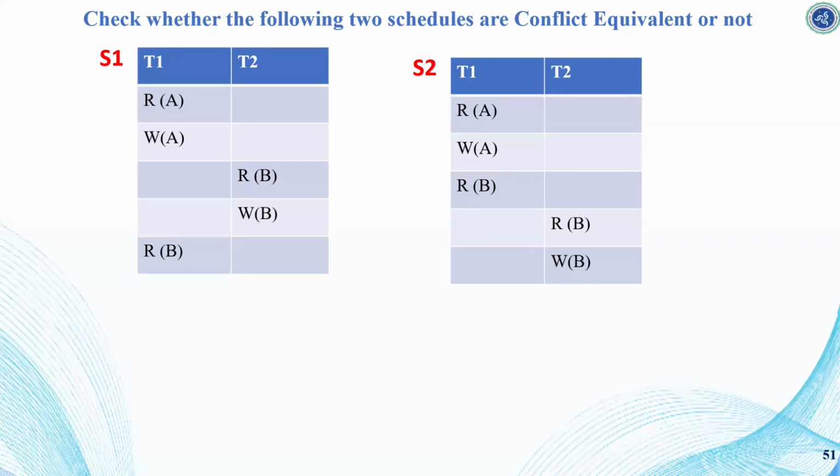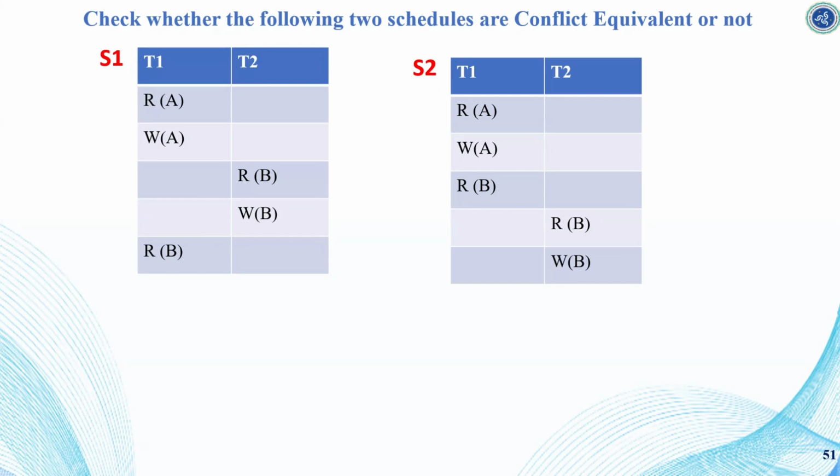So next we can check with another example, check whether these two schedules are conflict equivalent or not. So for that, this is the given schedule S1 and S2. Try whether you can do it by yourself. So pause the video and then try it out. Okay. So now we can see the solution.